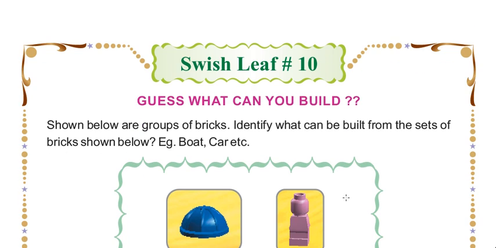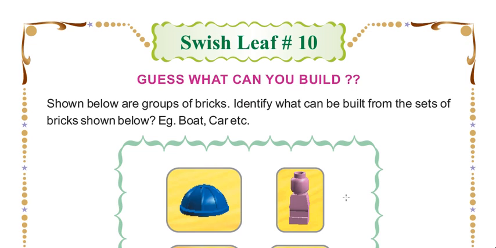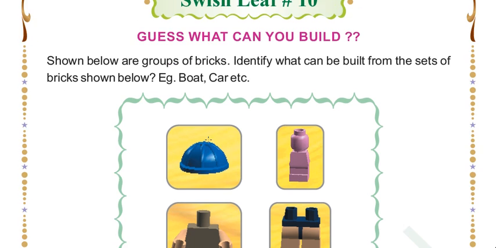Then Swiss Leaf 10. Guess what you can build? Look at the group of bricks shown below. Identify what can be built from the sets of bricks shown below. For example, boat, car, like that. We have to see the picture and find out.